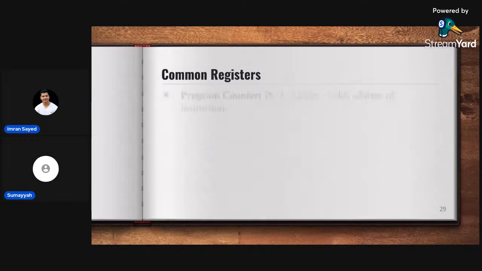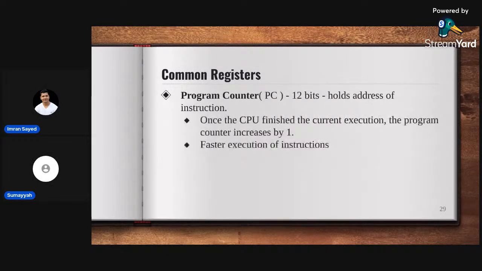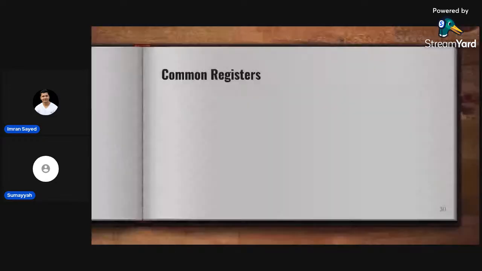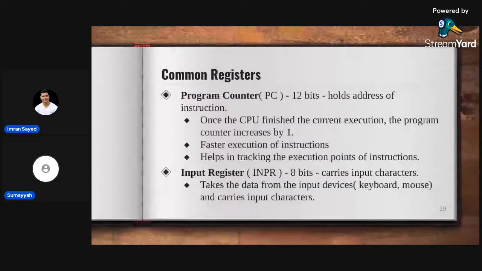Program counter. It holds the address of the instruction. Once the CPU finishes the current execution, the program counter increases by 1. Faster execution of instruction. What does that mean? Which means that instructions are executed faster because of this calculation. It's able to track it and calculate it. Yeah. It helps in tracking the execution points of instructions.